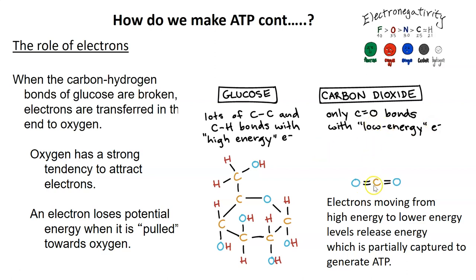So when we talk about carbon dioxide, the electrons here will have low energy, whereas carbon hydrogen will have high energy electrons. It's the energy in these high energy electrons that is captured, harvested, to synthesize ATP. And what we're left with at the end are low energy electrons, which are then captured by molecular oxygen to produce water.